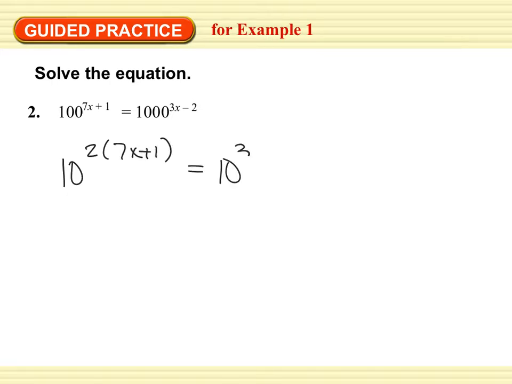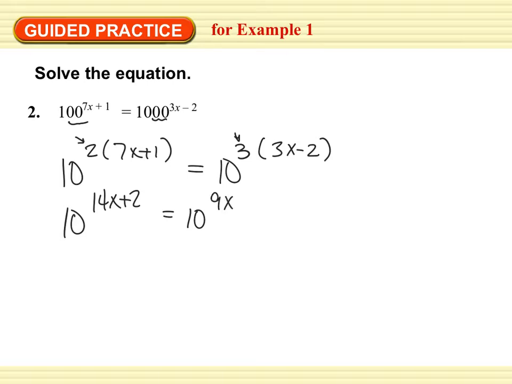Okay, this would be 10 to the third power. When there's 3 zeros, it's a third power. 2 zeros, second power. 3x minus 2. If I distribute those, I have 10 to the 14x plus 7. 10 to the 3 times 3 is 9x minus 6. Same base. I can take the exponents and set them equal.